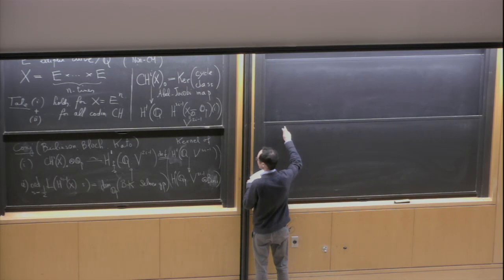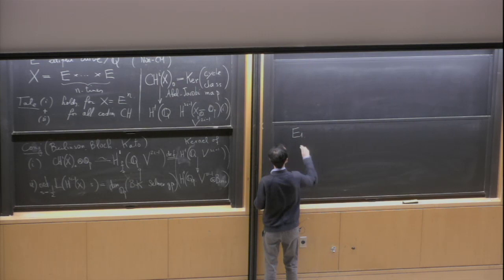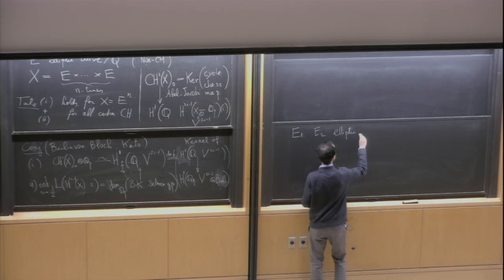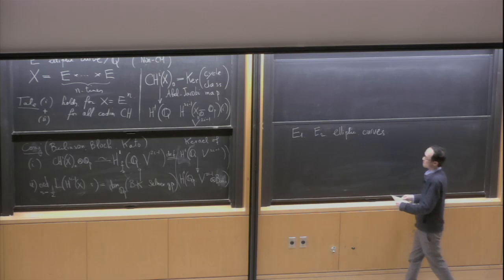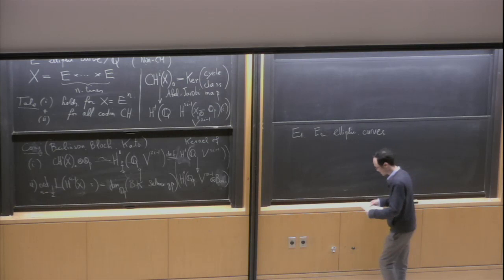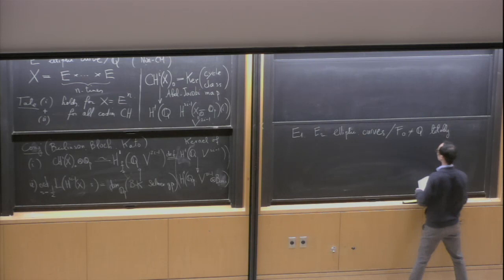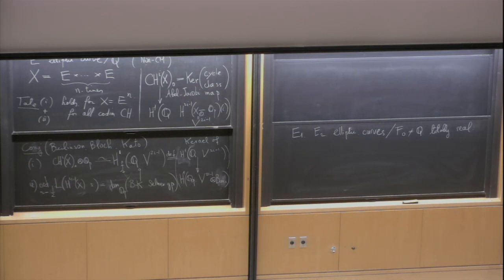Let me consider two elliptic curves, E1 and E2. E1 and E2 are two elliptic curves over, unfortunately, we don't have results over Q, over rational numbers, so I have to go up to a certain totally real field, F0. Not Q, although our method, I think, can potentially be generalized to cover this case, but for the moment, I have a totally real field, not equal to Q.